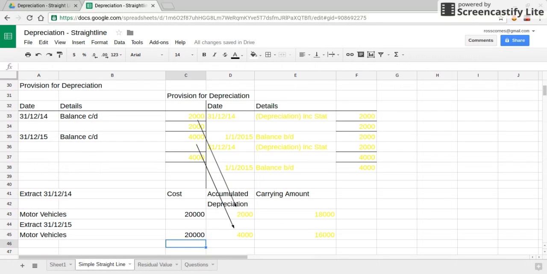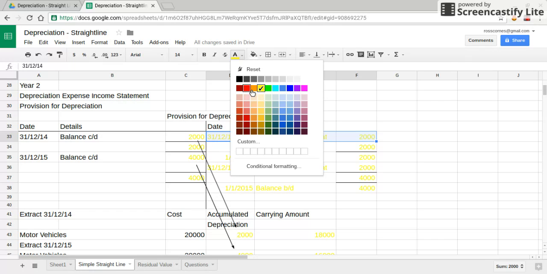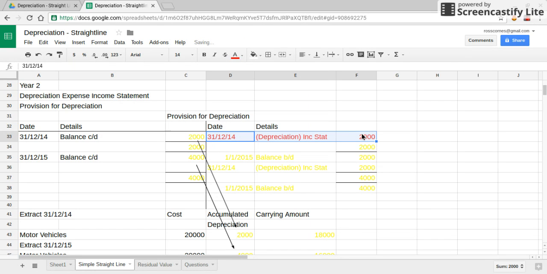How's that going to look in a provision for depreciation account? Well, the first thing is we're going to put an expense straight into the income statement. So if we're putting an expense into the income statement, we're going to make a debit entry in the income statement, and therefore what we're going to do is put a credit entry into our provision for depreciation account. So some of the profit in the income statement is being reduced, and that profit effectively is being put in as a credit entry in the provision for depreciation account.